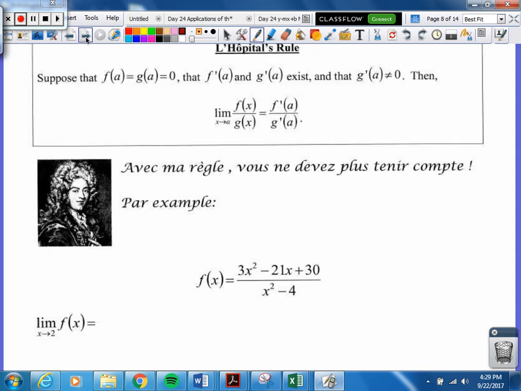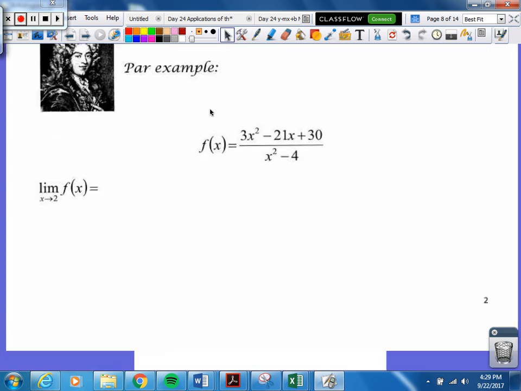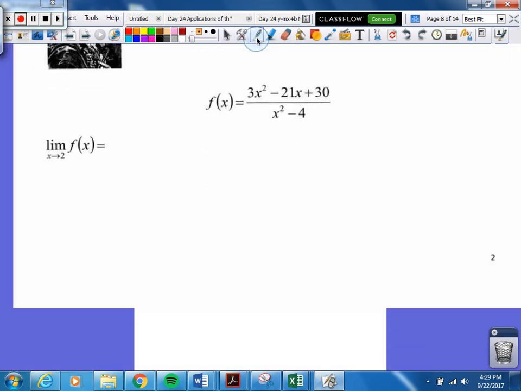Let's see. Okay, so now we're back here. Let's do the same problem. When we did the factoring, we got negative 9/4, right? Okay, let's see if we can get that using L'Hôpital's rule. Check it out. So, look at this right here. Write this in your notes right now. The limit as x approaches 2.